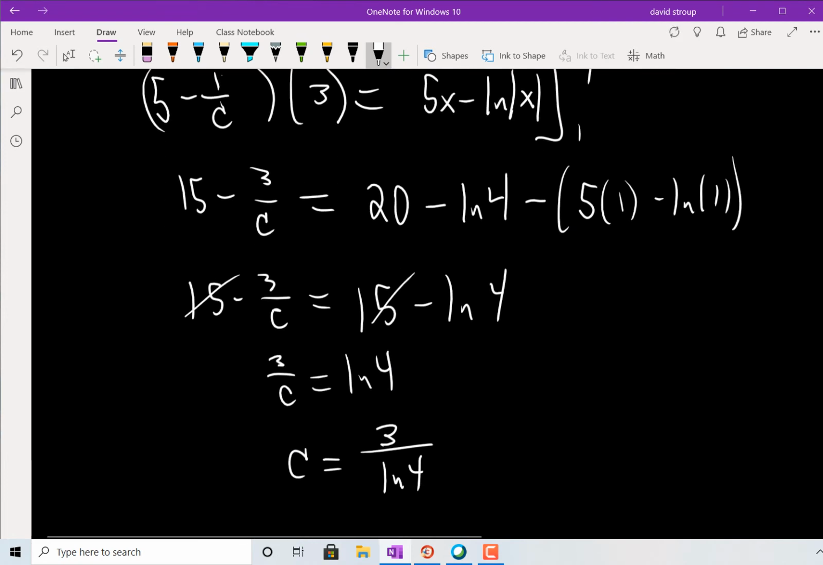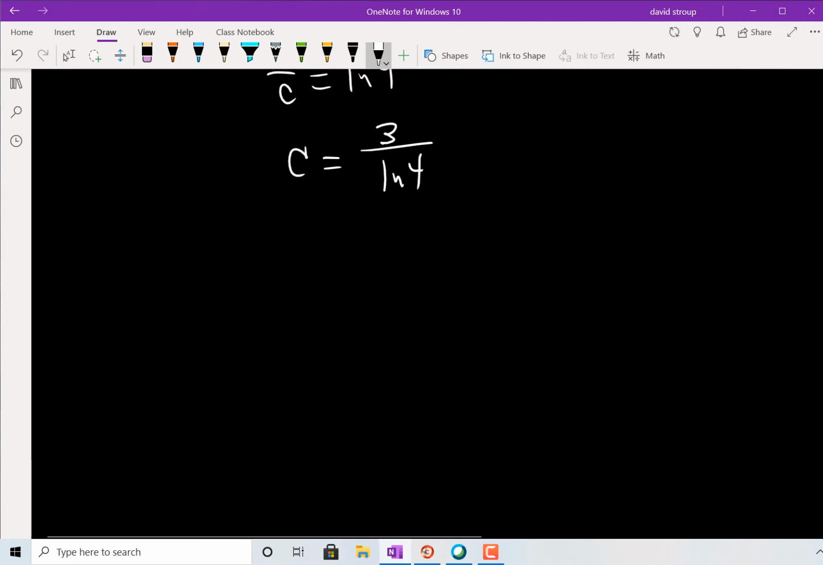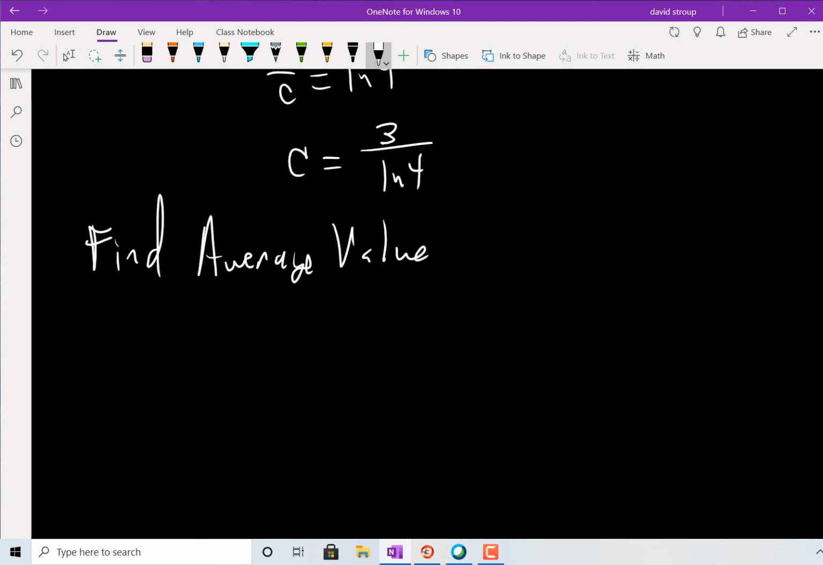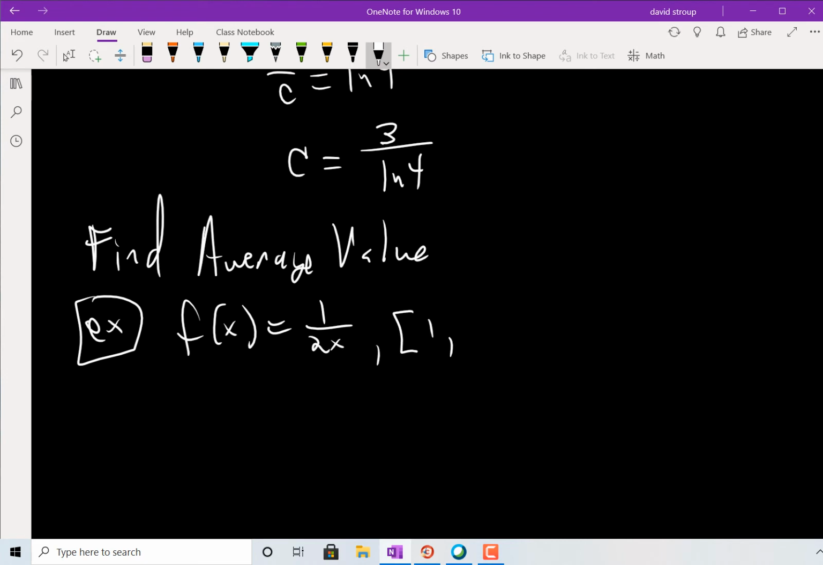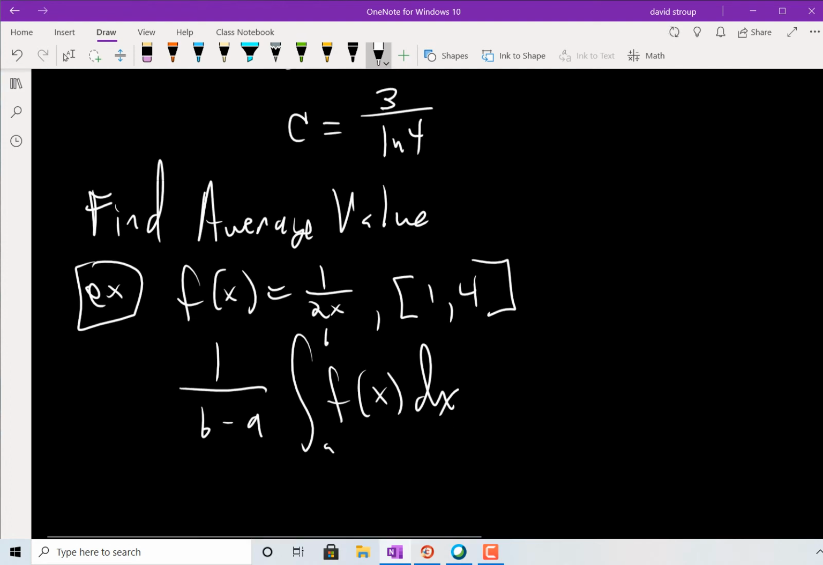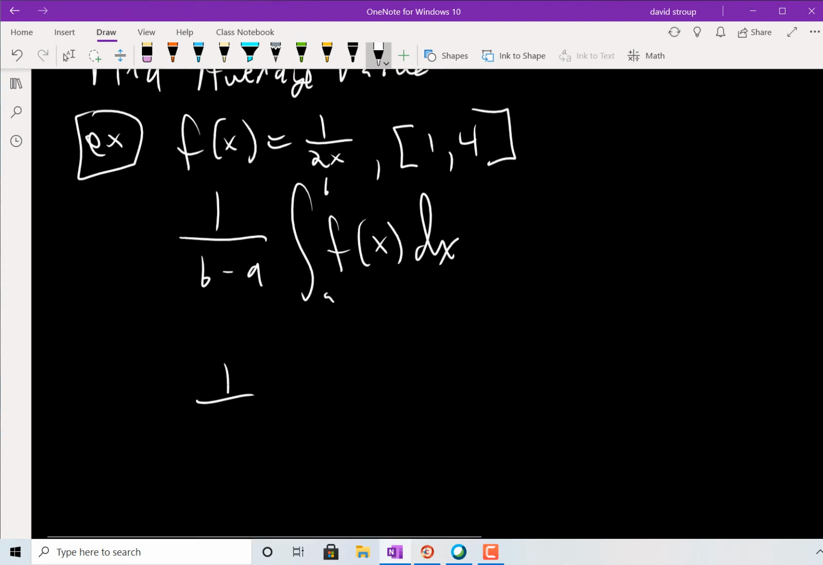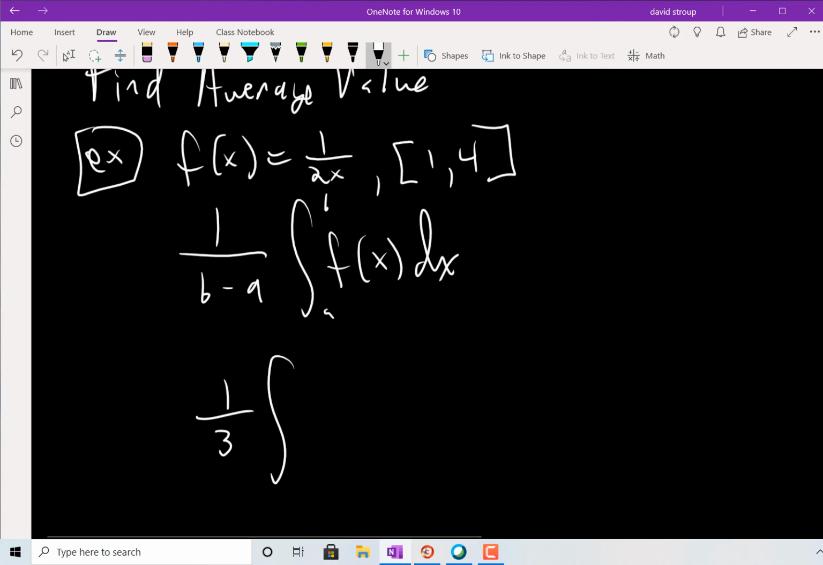Okay, find the average value. Average value seems like it comes up in statistics. Find the average value over the given interval. So another example then. f of x equals 1 over 2x on the interval from 1 to 4. And so the average value formula is 1 over b minus a times the integral of f of x dx from a to b. So in our case, it'll be 1 over 4 minus 1, which is 3, times the integral from 1 to 4 of 1 over 2x dx.